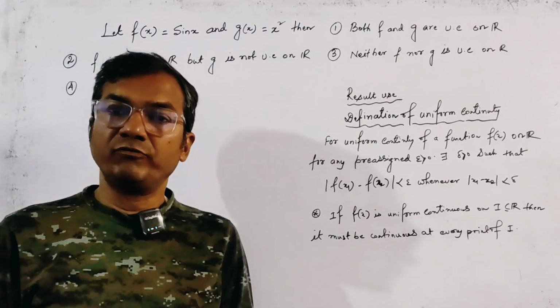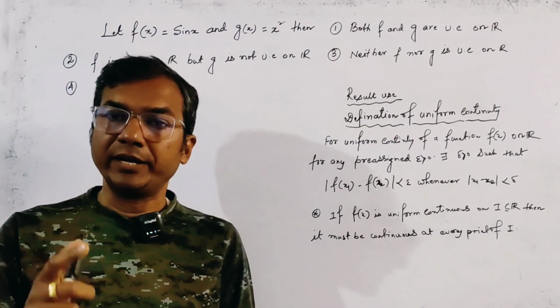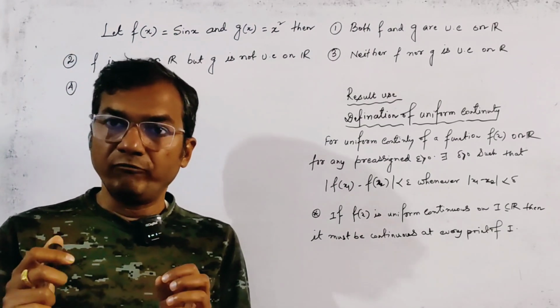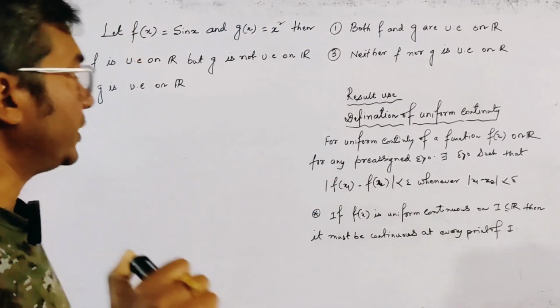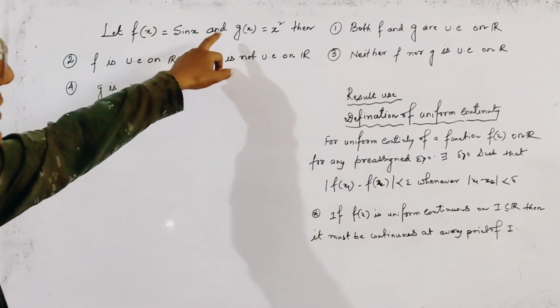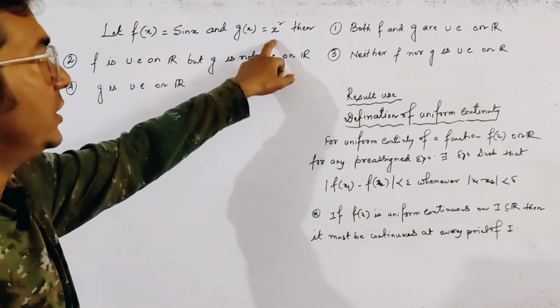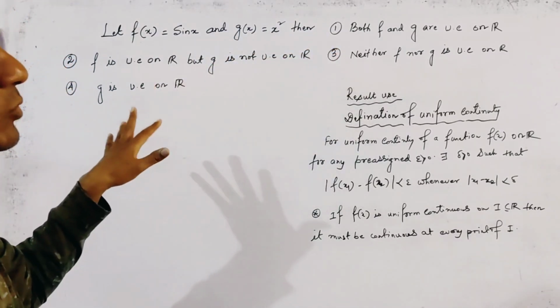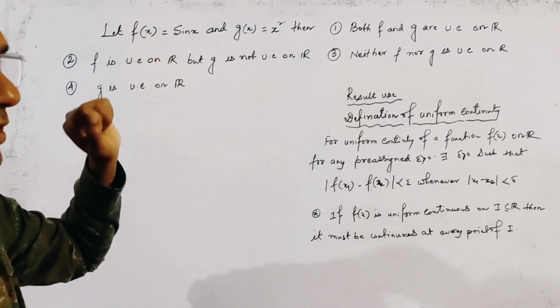A problem from continuity and uniform continuity of a function. The problem is, let f(x) = sin x and g(x) = x². Then four options are given. We have to choose the correct alternative.